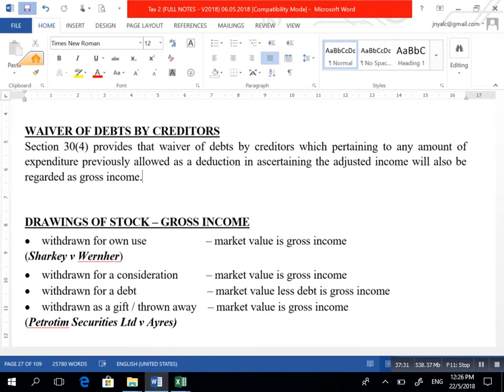Fair enough, yeah? That's why here they say something. If this is an expenditure previously allowed as a deduction, then only the income now will be regarded as gross income, then it will be taxable. If previously not allowed for deduction, then now it is also not taxable. Okay, remark anything that you think is important.